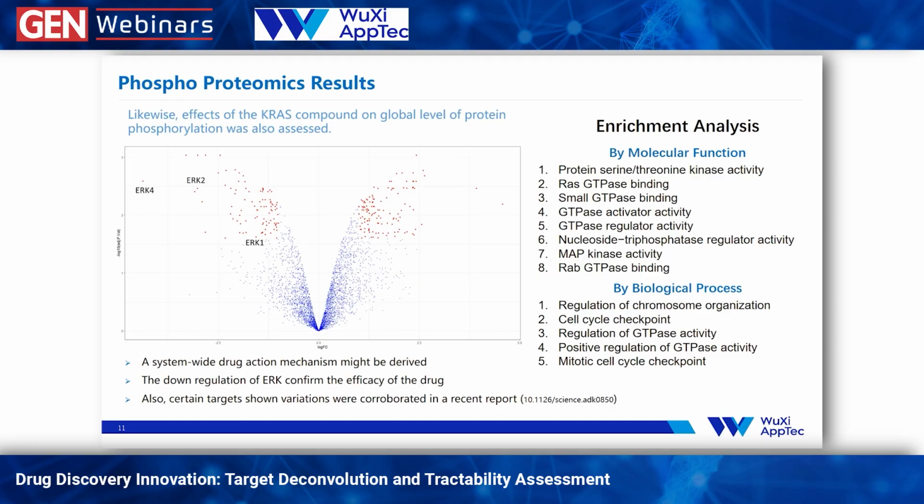In this slide, phosphoproteomics instead was further employed to elucidate the drug action mechanism and evaluate drug efficacy of the KRAS covalent inhibitor. The result shows that KRAS inhibitor treatment significantly downregulates ERK phosphorylation.